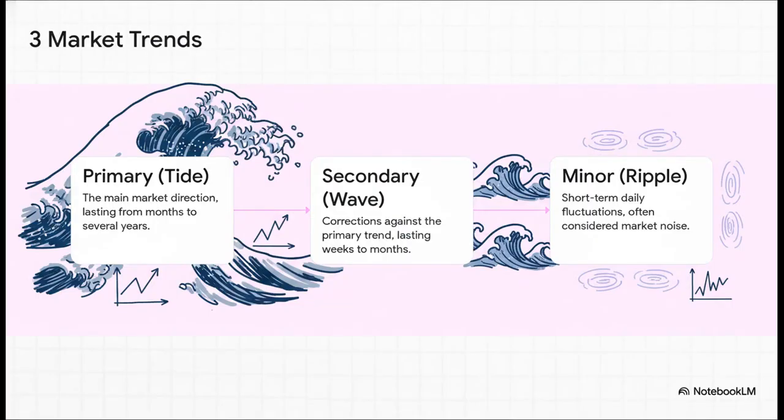This is just such a perfect way to picture it, right? The primary trend is the tide. It's the most powerful long-term force telling you if the market is fundamentally going up or down. Then you have the secondary trends. Those are the waves. They're just temporary corrections that move against the tide. And the minor trends? Those are just ripples. They're the daily noise that's basically designed to distract you. Dow's big insight was to teach us to focus on the tide, not get lost in the ripples.